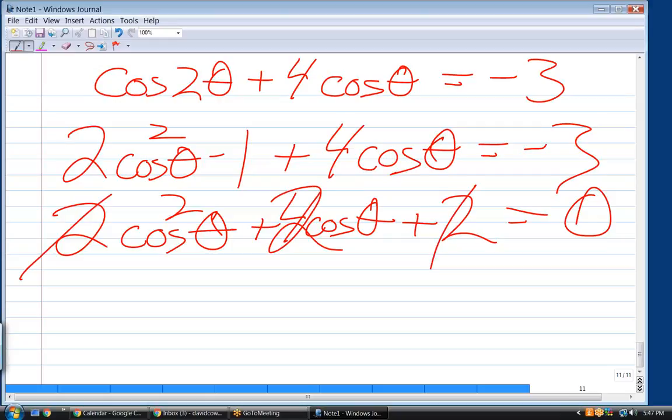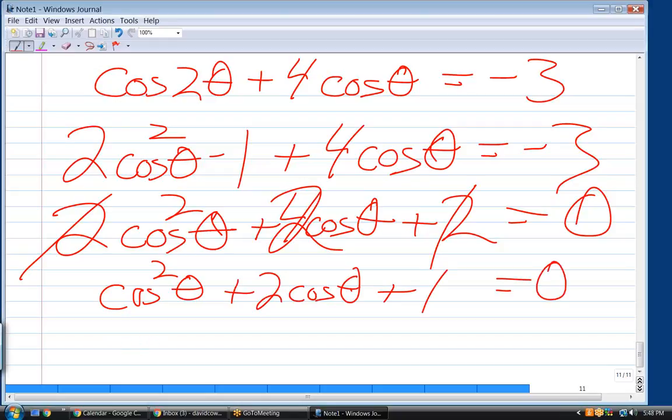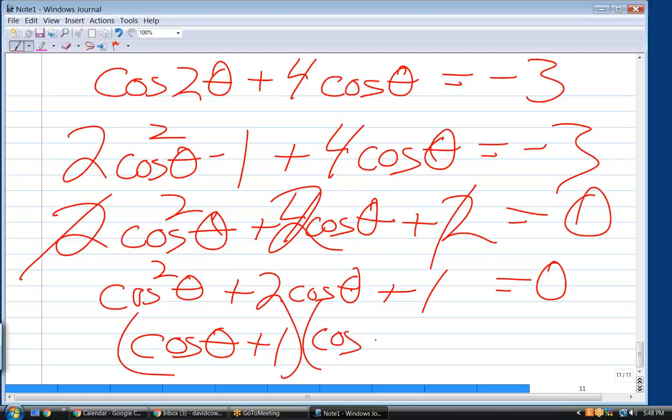Now how does that factor? In other words, now I have cosine squared theta plus 2 cosine theta plus 1 equals 0. Cosine theta plus 1 times cosine theta plus 1. Is that what you said? No, I didn't say that just now, but that works. In other words, you need to factor that just like it was x squared plus 2x plus 1.